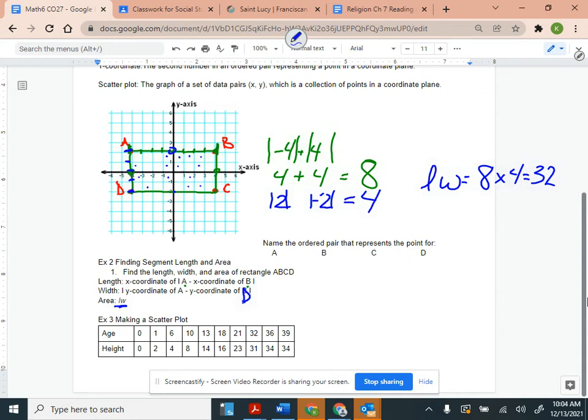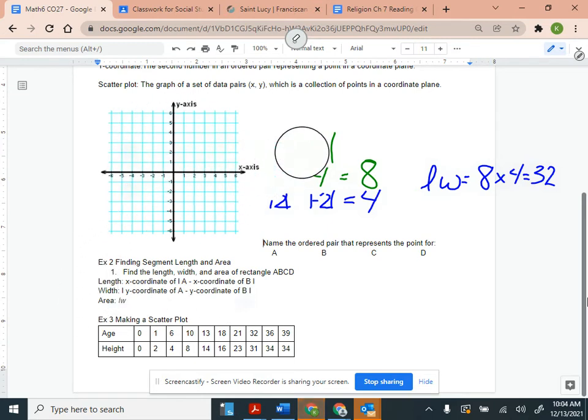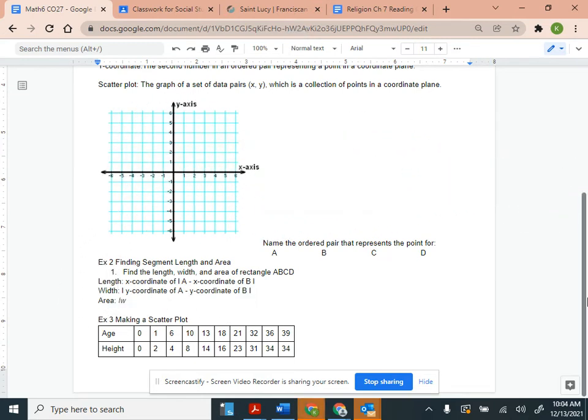So now we have making that scatter plot. So the scatter plot, let me erase this. Our scatter plot, we've got our table there that tells us age and height. What we're going to do is draw the first quadrant of a coordinate plane. So this is 0. We've got 1, 2, 3. We want that y-axis.